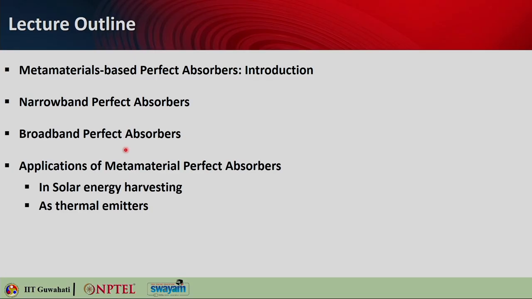So here is the lecture outline. We will first look into what these Metamaterial Perfect Absorbers are, and then look into the classifications like narrowband perfect absorbers and broadband perfect absorbers. We will also take an example of an ultra broadband perfect absorber, and then we will see the applications of these Metamaterial Perfect Absorbers, or MPA in short, and their application in solar energy harvesting and as thermal emitters.